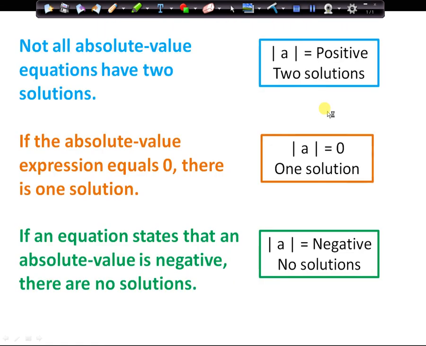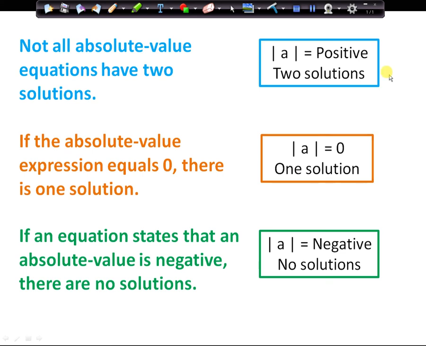Just like we talked about yesterday, absolute value equations either have two solutions, one solution, or no solutions. After we get those absolute value bars isolated, or by themselves, we can tell how many solutions we're going to have. And it says not all absolute value equations have two solutions. If the absolute value expression equals 0, there is one solution. And if an absolute value is stated to be negative, there is no solution, because absolute value turns everything positive, so there's no way to get a negative number.